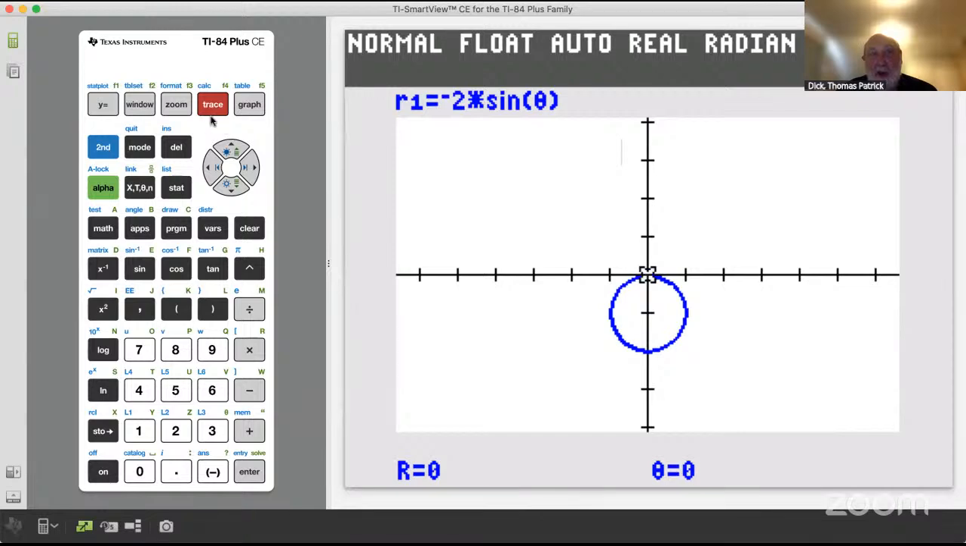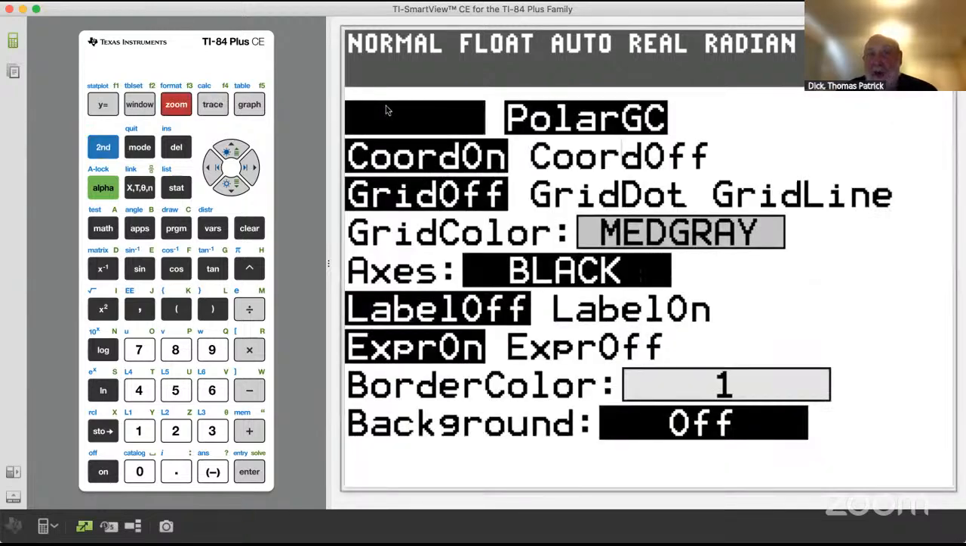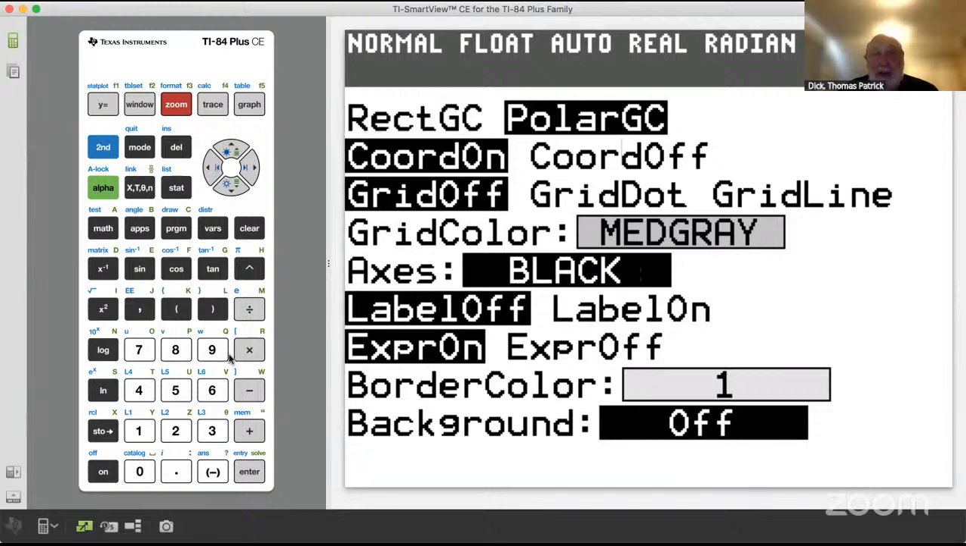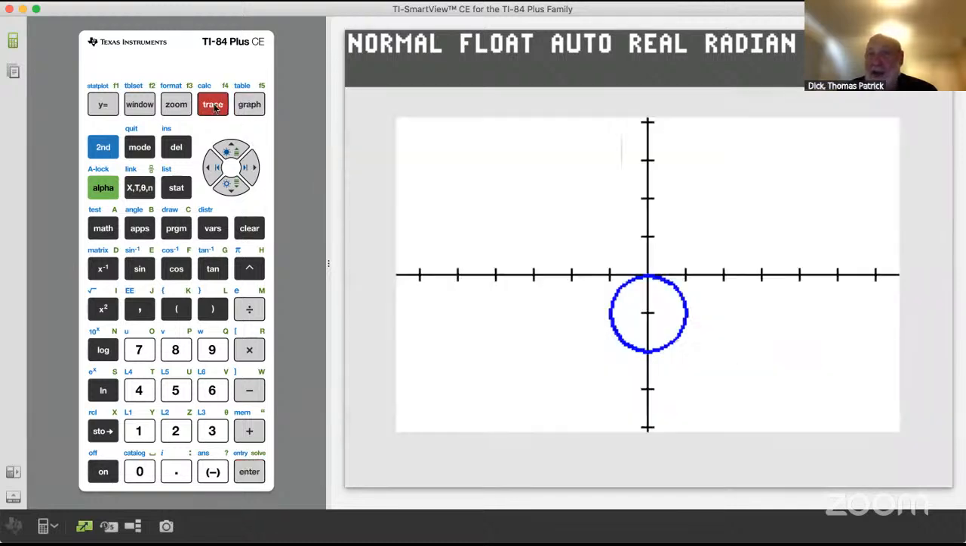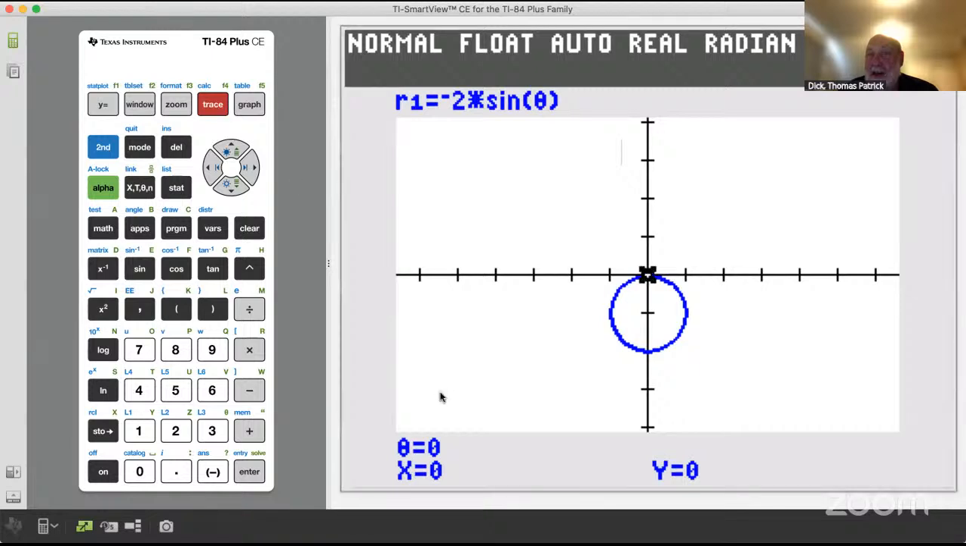In fact, if we go to format, you'll notice at the very top there's rectangular GC, that'd be graphing coordinates, or polar GC. And I had mine changed over to polar. What would happen if we changed it to rectangular graphing coordinates? Let's go back to the graph, hit trace again. And notice now we still have that theta value, but now the coordinates are being reported in rectangular form.